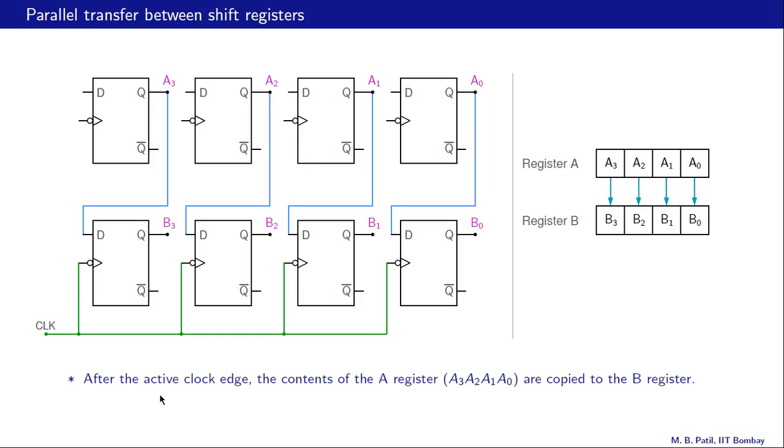And when the active clock edge arrives, which is a negative clock edge in this case because these are negative edge triggered flip-flops, what happens is this A3 would now appear as the output of the first flip-flop, this A2 would appear here, and so on. In other words, this A3, A2, A1, A0, the contents of the first register, has been copied into the second register as indicated here. So that is how a parallel transfer between shift registers can be achieved.